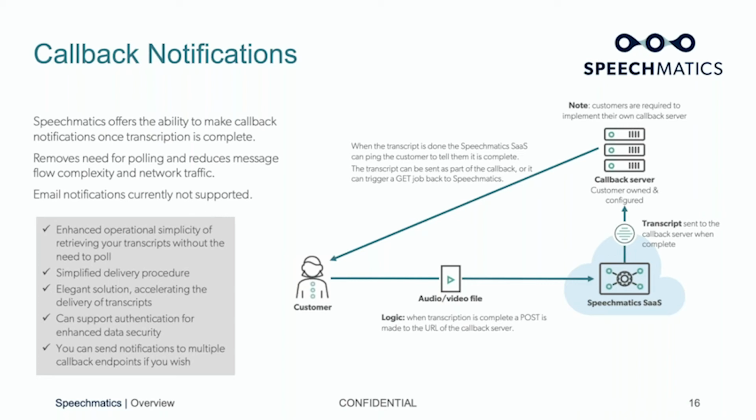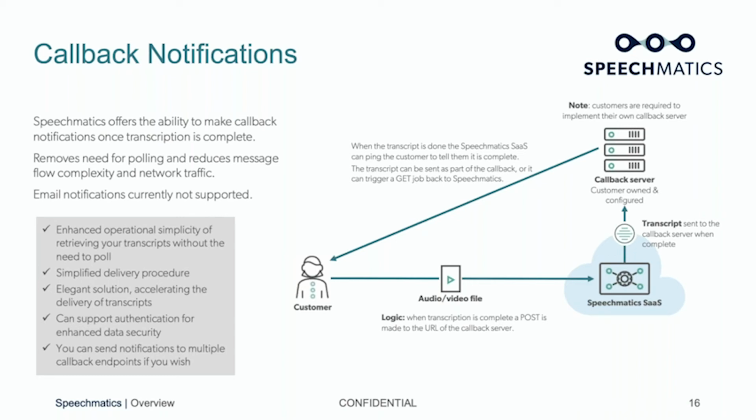A more efficient way of doing this, and the way we'd generally recommend that you get back transcripts, is to set up a callback notification. Once the transcript is complete, we can send an HTTP request to a service that you operate, sending the transcript to a web server that you run, and that avoids the need for you to poll for jobs. It's a much cleaner, less complex way of getting transcripts back, and it makes your workflow much more efficient. You're not wasting bandwidth by repeatedly requesting something that's not available yet.